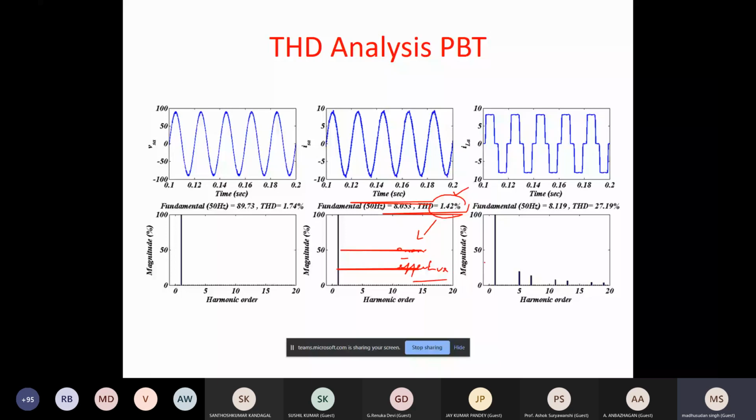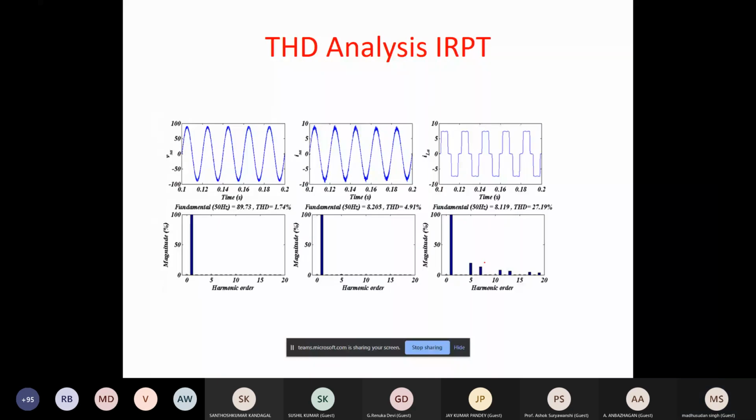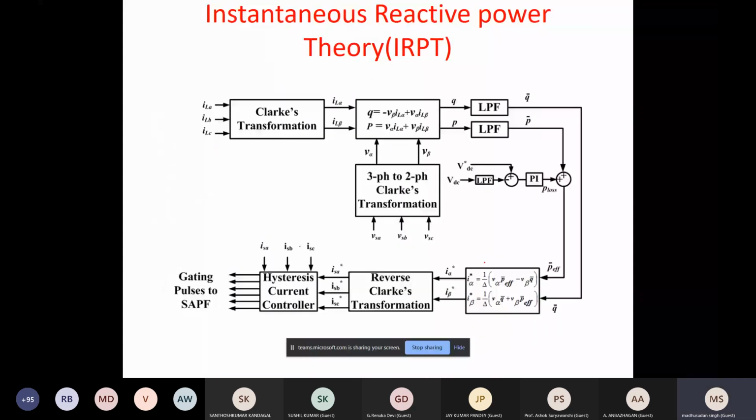Similarly, there is the instantaneous reactive power theory, IRPT. Those who work in the area of power quality might know all this. It also requires reverse and forward Clarke transformation. Here, the two components of power, the reactive power and real power, are calculated by applying the transformation on the three-phase currents and three-phase voltages. You apply the Clarke transformation on the source three-phase voltage as well as the three-phase load current. This voltage and current decide how much reactive power and real power the load demands.